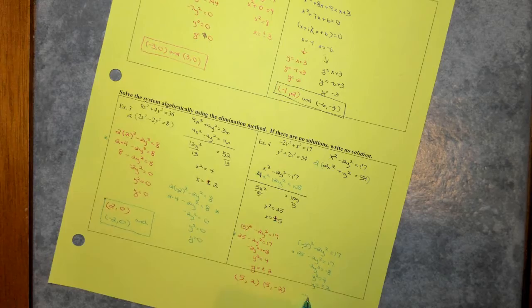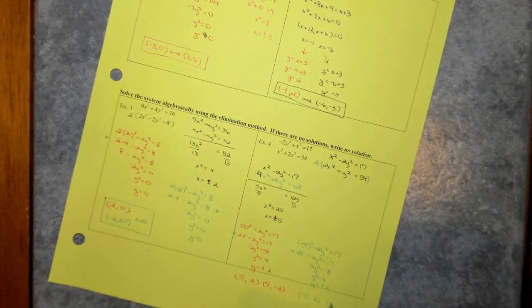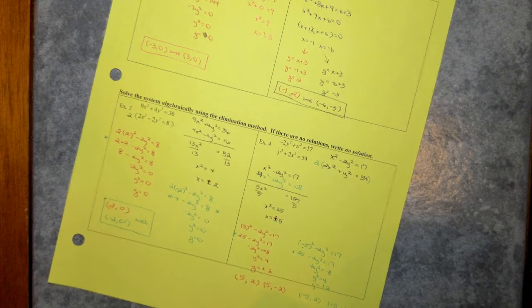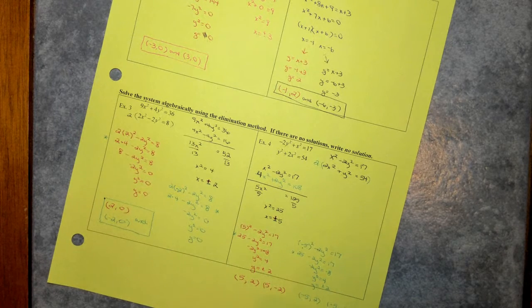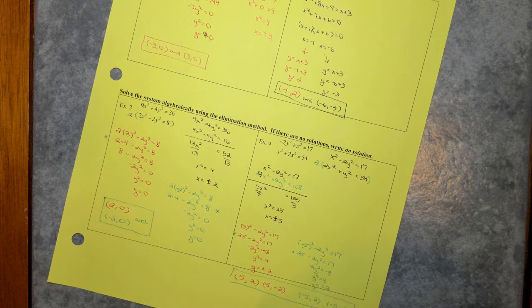and to figure out that the negative 5 also gives you those same values. So negative 5 can be paired with positive 2, and negative 5 can be paired with negative 2. So there are actually 4 total solutions to example 4.